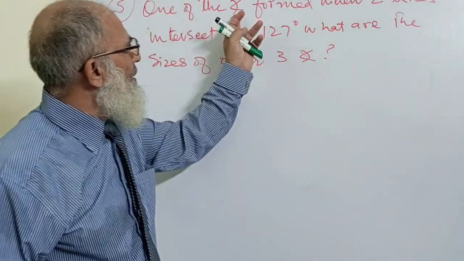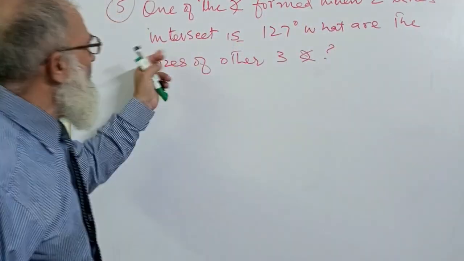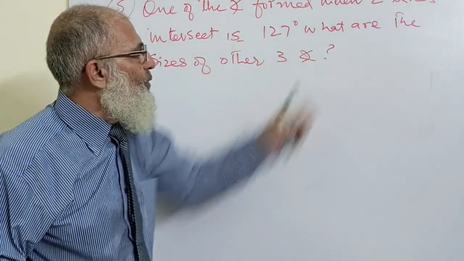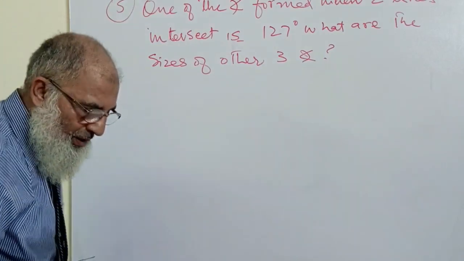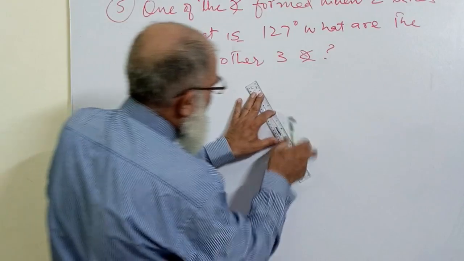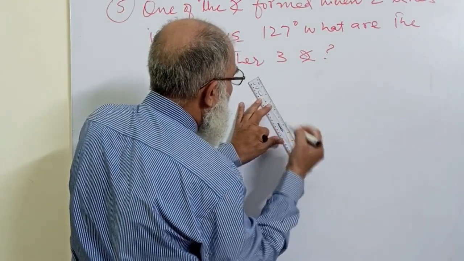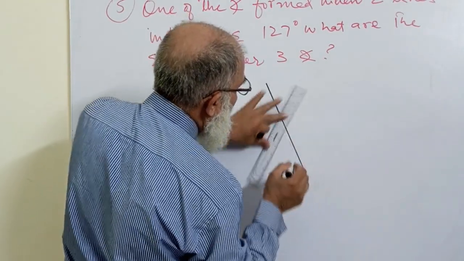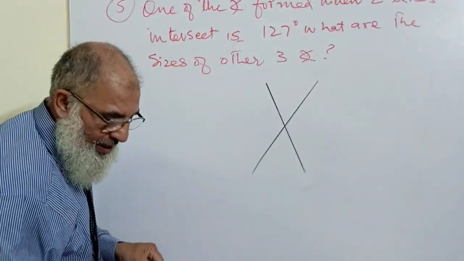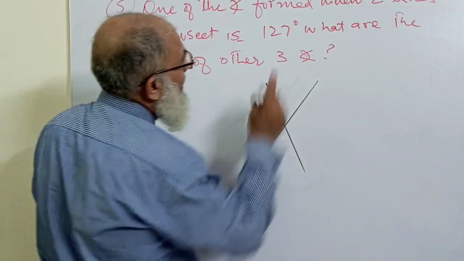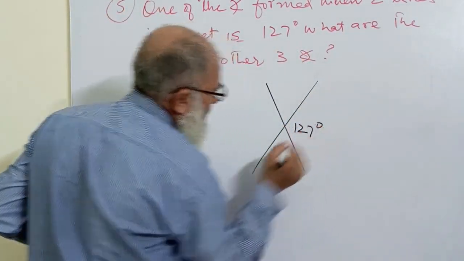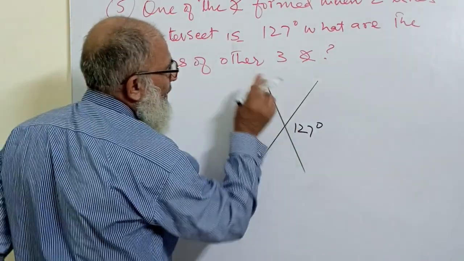So dear students, this is the last question of the day. One of the angles found when two lines intersect each other is 127 degrees. What are the sizes of the other three angles? It is very, very easy. Just draw a diagram. Very roughly I have drawn it, and it is 127 degrees. So we have to find the other three.